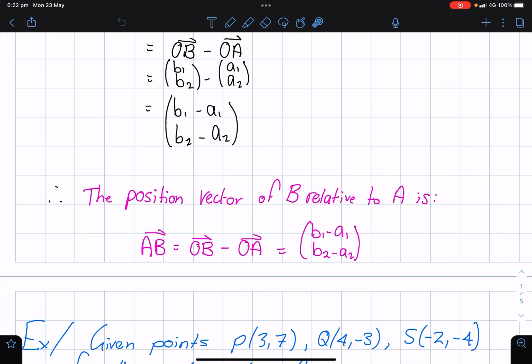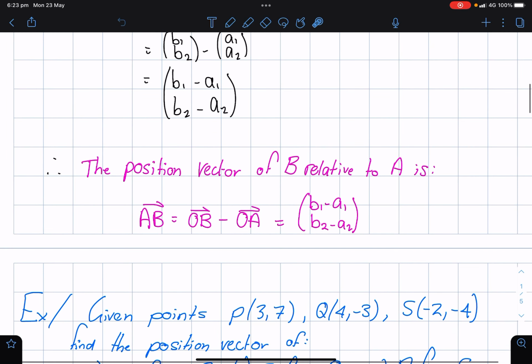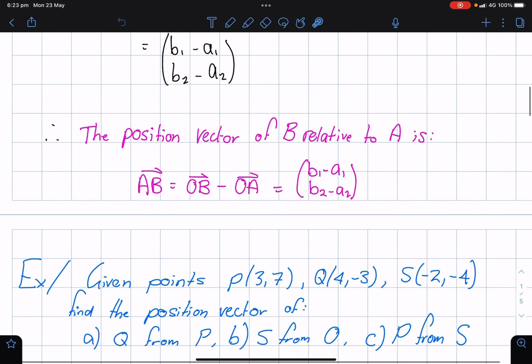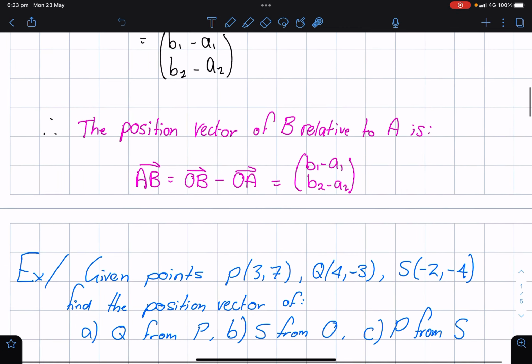So we've been given the points P, Q, and S, and they are respectively (3, 7), (4, -3), and (-2, -4). So find the position vector of Q from P. Part B, S from O, so O is the origin, and C, P from S.